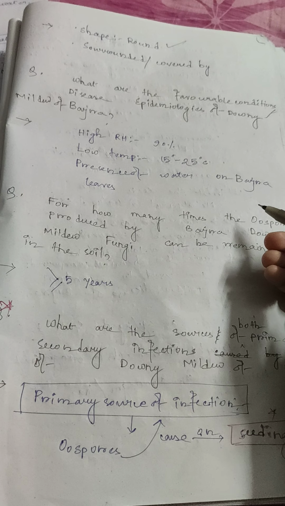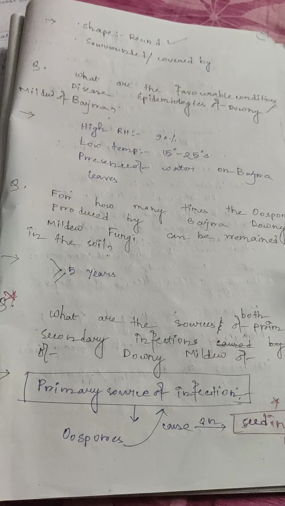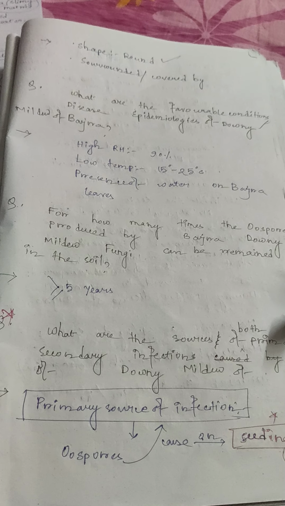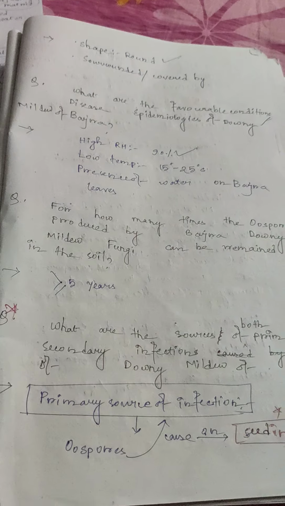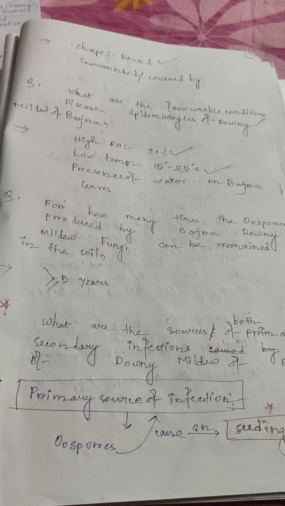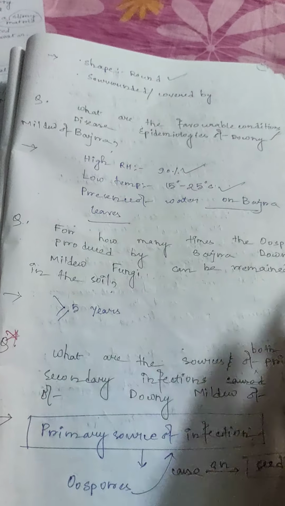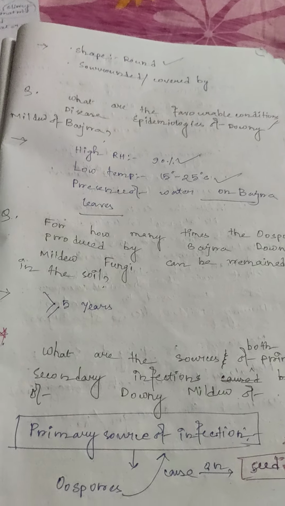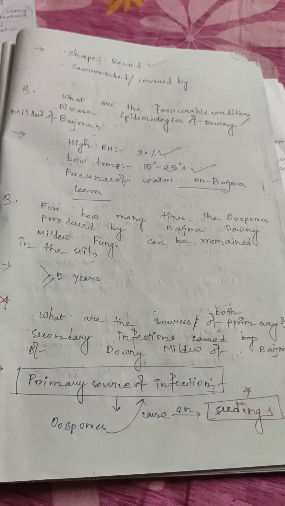What are the favorable conditions or disease epidemiologies of downy mildew of bajra? Favorable conditions are high relative humidity, that is 90%, low temperature of 15 to 25 degrees Celsius, and presence of water on the bajra leaves.